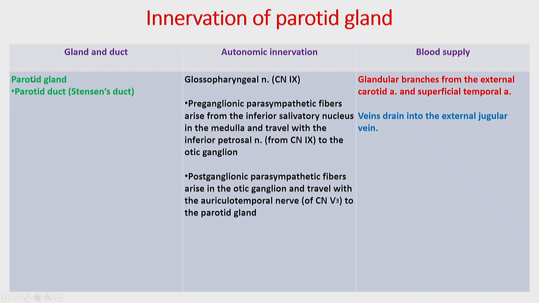The parotid gland, the parasympathetic innervation via the glossopharyngeal nerve, thanks to the branch of the glossopharyngeal nerve, which is the lesser petrosal nerve. It goes to the otic ganglion, which is a parasympathetic ganglion, and via the auriculotemporal nerve is innervating the parotid gland. And here is the blood supply.